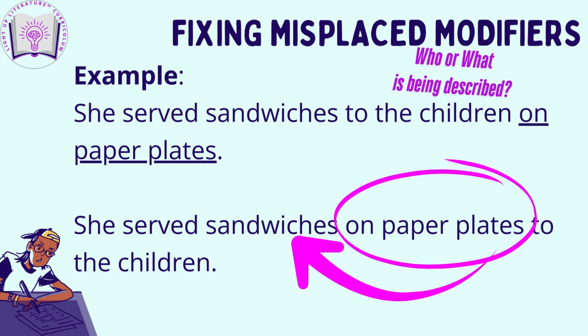So let's find our misplaced modifier. She served sandwiches to the children on paper plates. All right, so who or what is being described? On paper plates is what's being described. That's our prepositional phrase. What is it describing? Is it describing the children? No, it's giving the extra detail on the sandwiches. So, she served sandwiches on paper plates to the children. It'd be kind of weird to have children standing on paper plates.